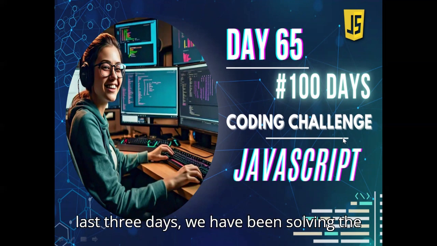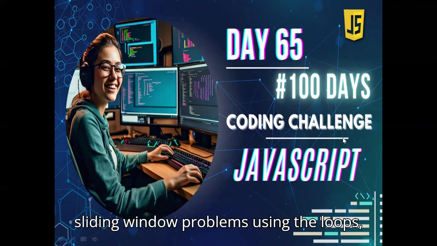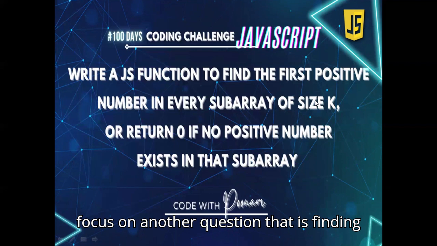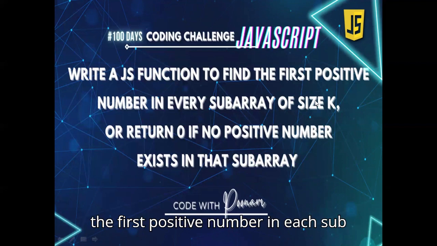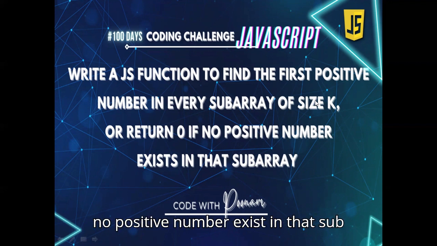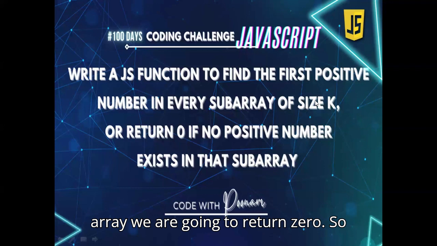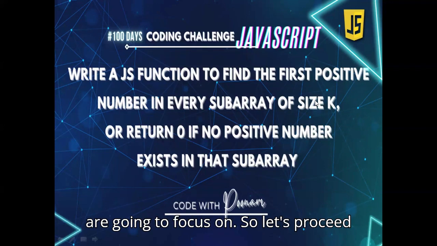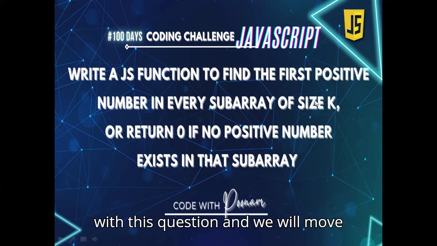Over the last 3 days, we have been solving the sliding window problems using loops, from day 62 to day 64. So today we are going to focus on another question, that is finding the first positive number in each sub-array of size k, and if there is no positive number in that sub-array, we are going to return 0. This is the problem statement we are going to focus on today. So let's proceed with this question and move towards our VS Code.